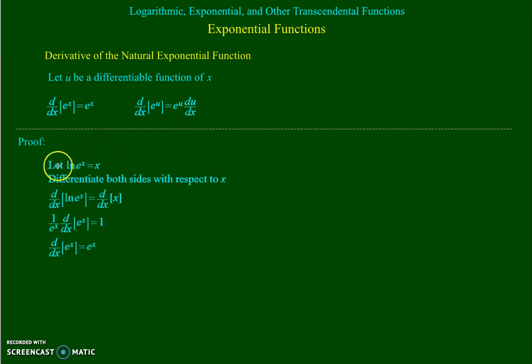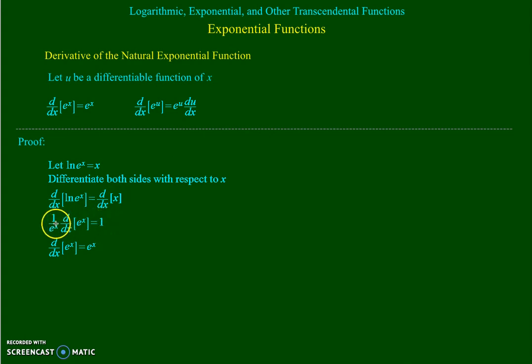We know from one of the basic properties of logarithms that ln of e to the x is just x. Now we're going to differentiate both sides of this equation with respect to x. And so we have the derivative with respect to x of the left side equals the derivative with respect to x of the right side. The derivative of this left side is 1 over e to the x times the derivative of e to the x. And we're using the chain rule here, just like we would if we were implicitly differentiating this with respect to x. So the derivative of x we know is just 1.